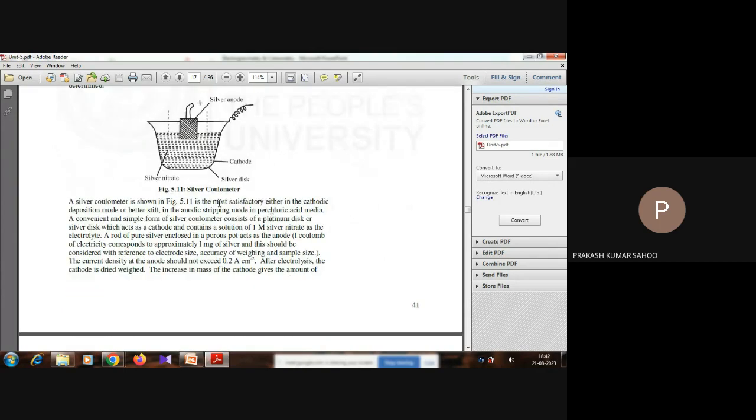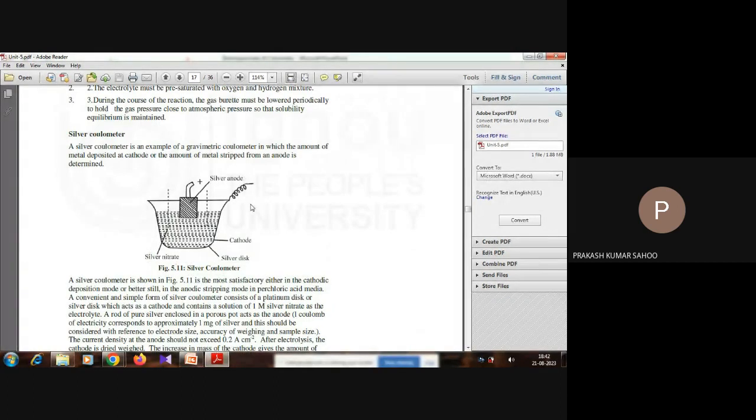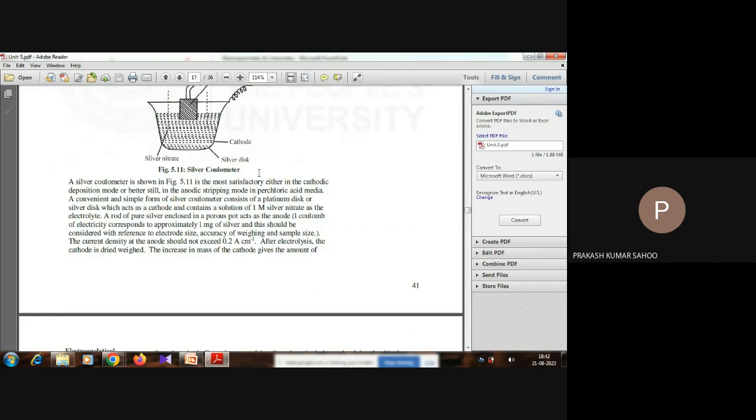So here, the silver coulometer is an example of a gravimetric coulometer, in which the amount of metal deposited at the cathode or the metal stripped from the anode is determined. The silver coulometer is the most satisfactory, either in the cathode deposition mode or better still in the anodic stripping mode, for chloric and acid media.